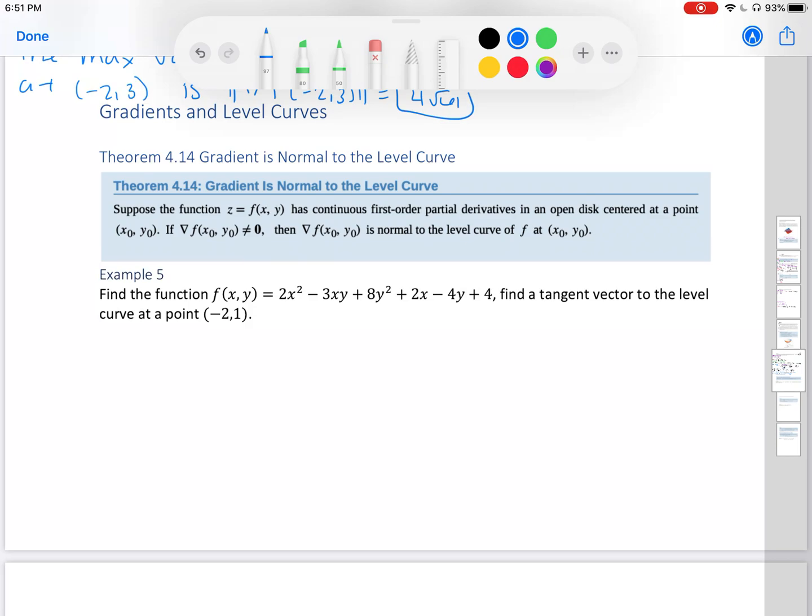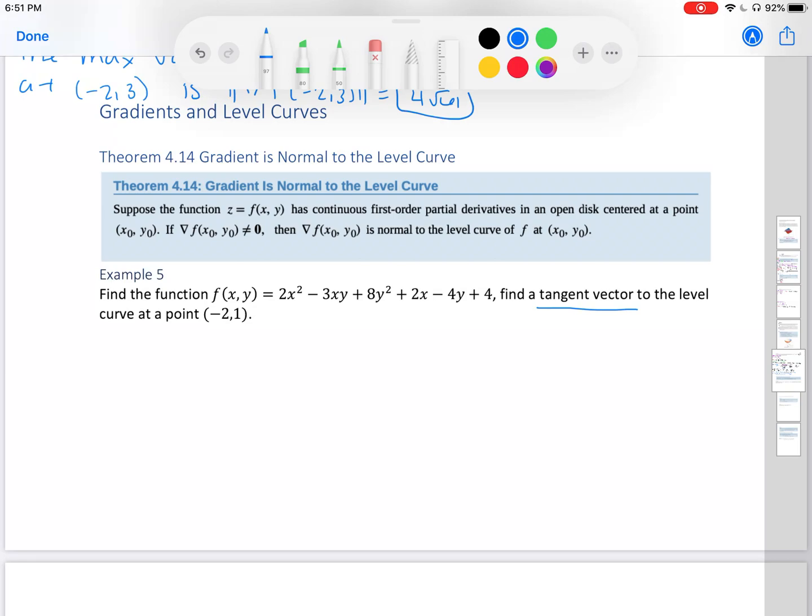Example 5. Given the function f of x comma y equals 2x squared minus 3xy plus 8y squared plus 2x minus 4y plus 4, find the tangent vector to the level curve at the point negative 2 comma 1. Okay, so we want the tangent vector.